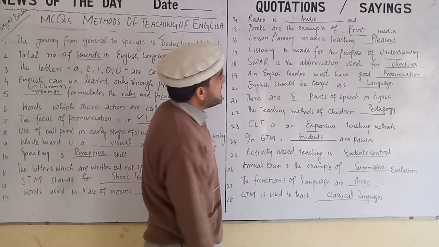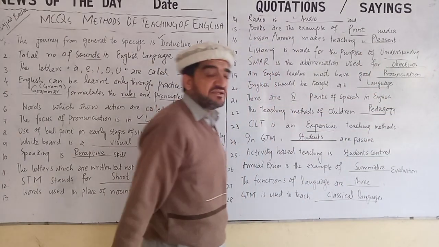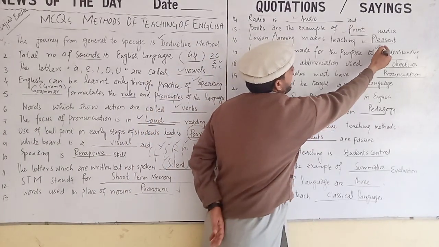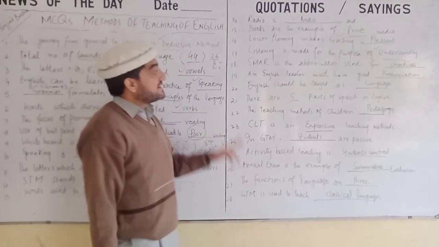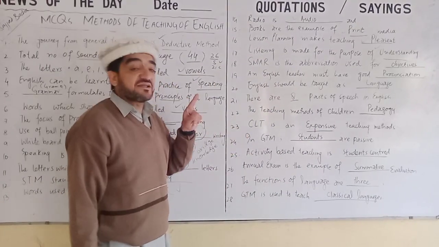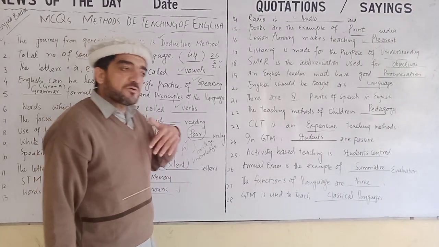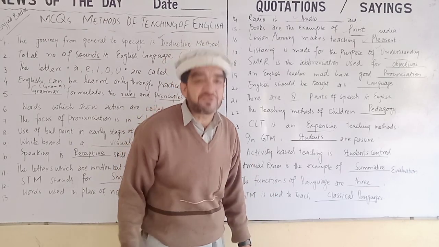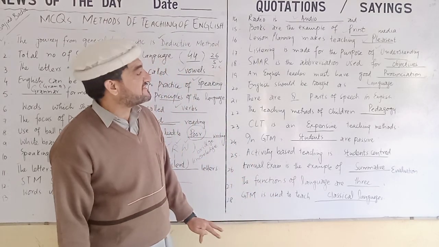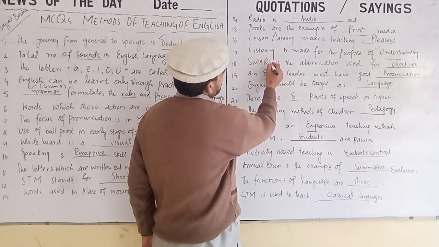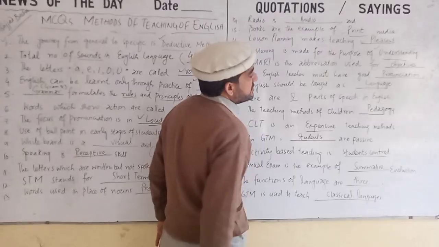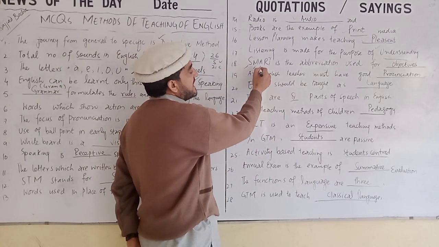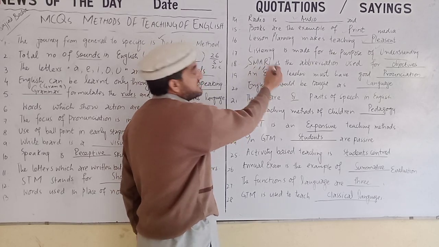Lesson planning makes teaching pleasant, easy, objective oriented. Listening is done for the purpose of understanding. Listening for the purpose of understanding is called listening. If we are only listening without understanding, then that is called useless listening or aimless listening. SMART is the abbreviation used for educational objectives: simple, measurable, attainable, realistic and time bounded.